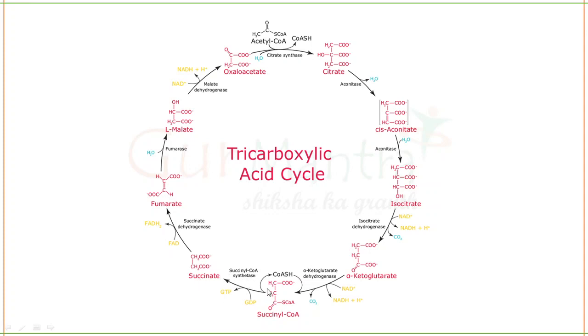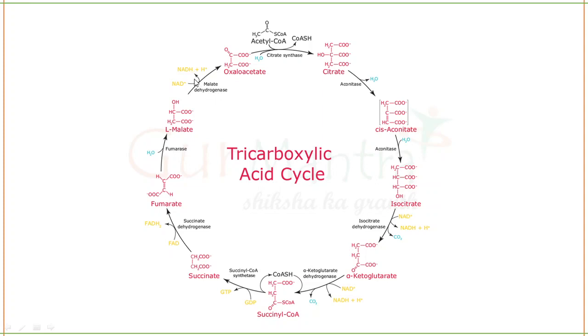Since succinyl CoA is the substrate, the name of the enzyme also starts with succinyl CoA, synthetase, meaning synthesis of succinate. Okay, from succinate to fumarate, your enzyme is succinate dehydrogenase and FADH2 will be produced. Succinate dehydrogenase, succinate named from the substrate. Then from fumarate to malate, fumarase. From malate to oxaloacetate, malate dehydrogenase, where NADH will be produced.